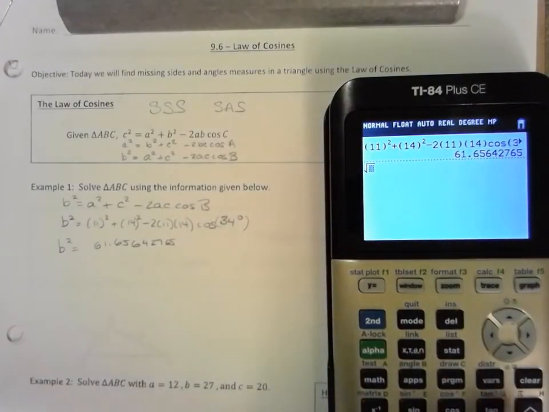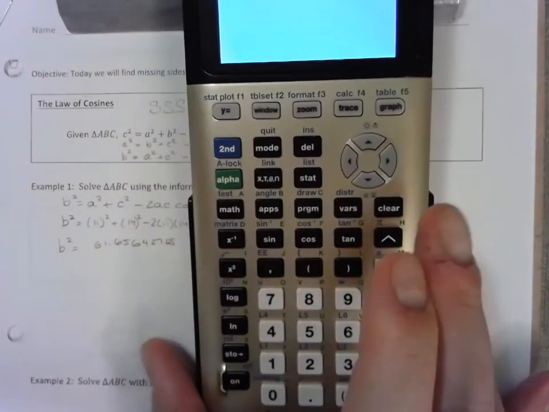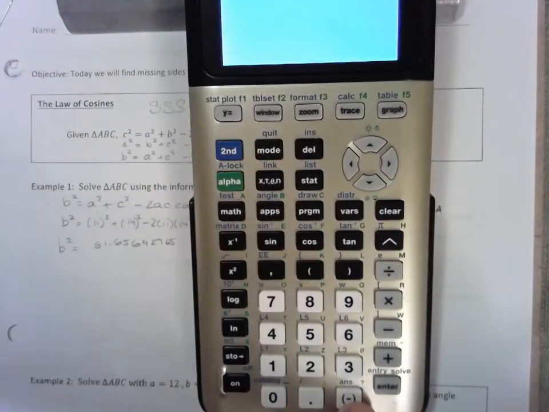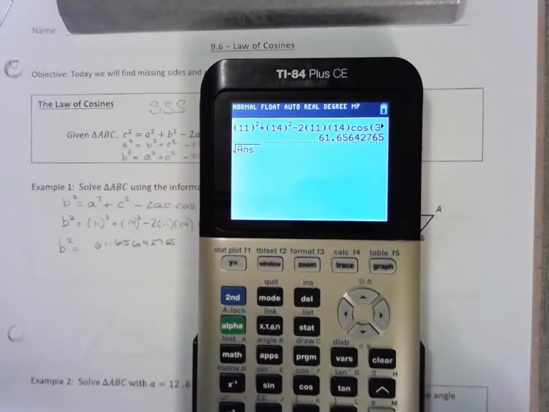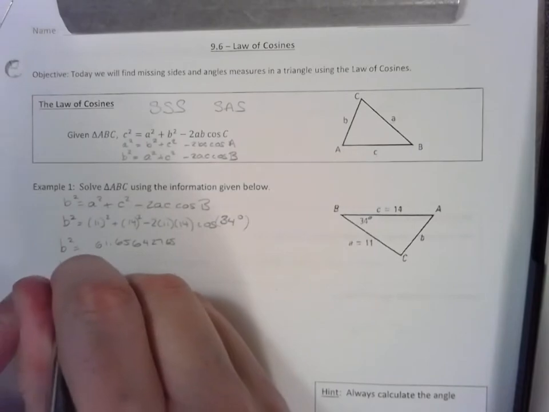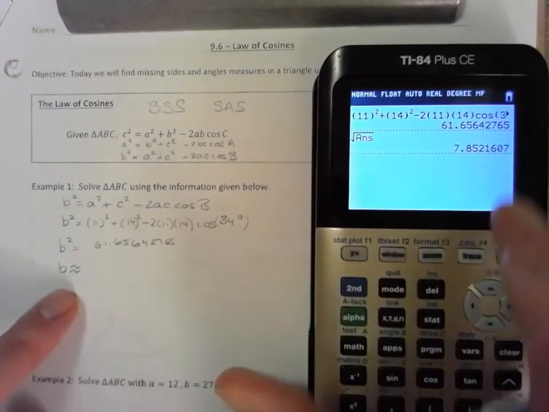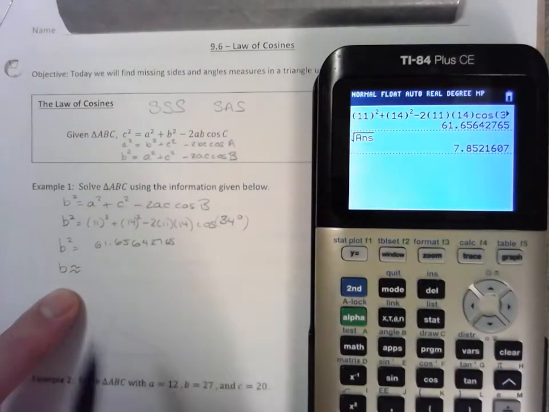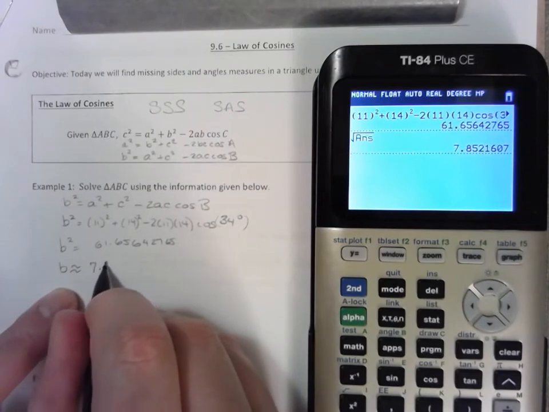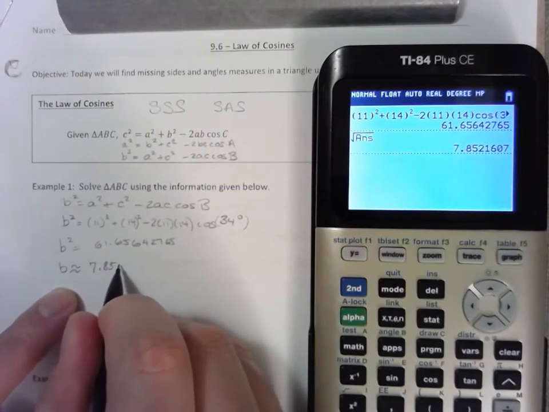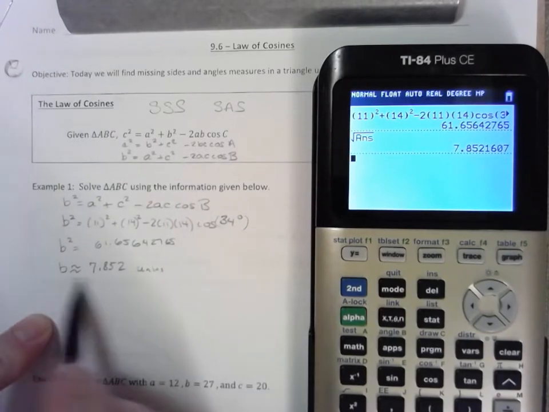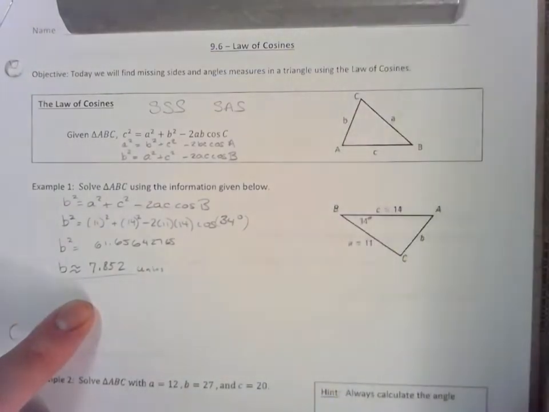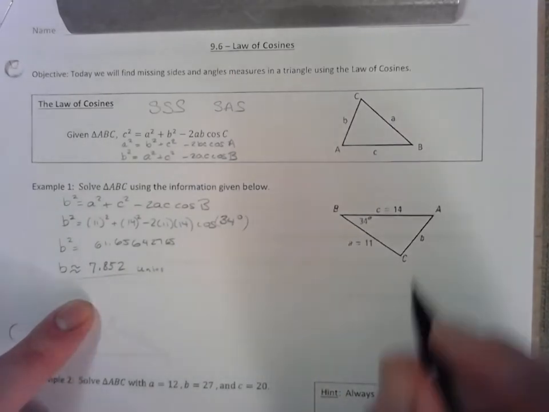Next, we're going to square root, and again, to get the exact answer, I'm going to hit the second and the answer key on my calculator, and then that puts the answer right into that radical. It gets me an approximated value. This would be an irrational number probably. So this gives me a value of 7.852. We're going to round to 3 decimal places. Units.